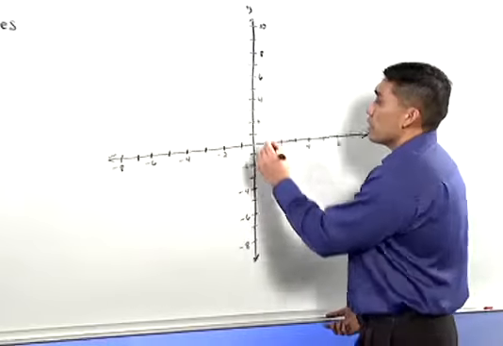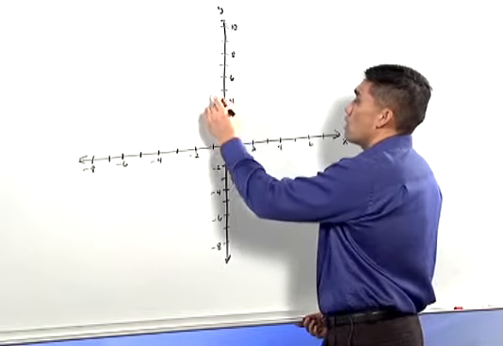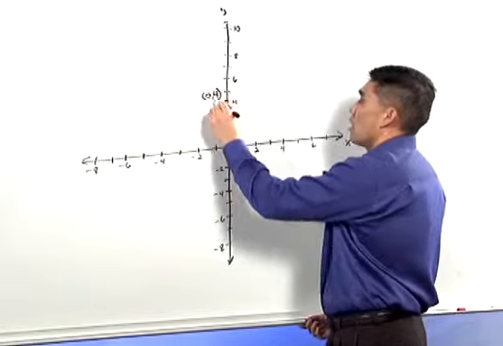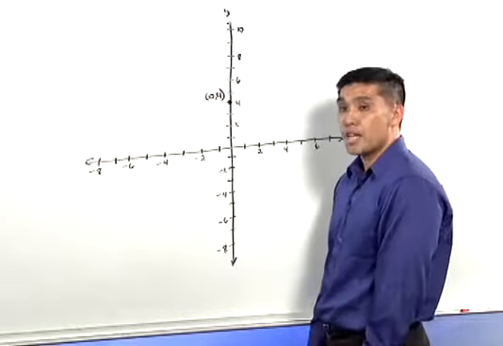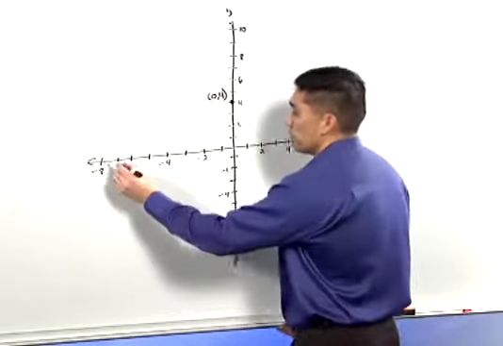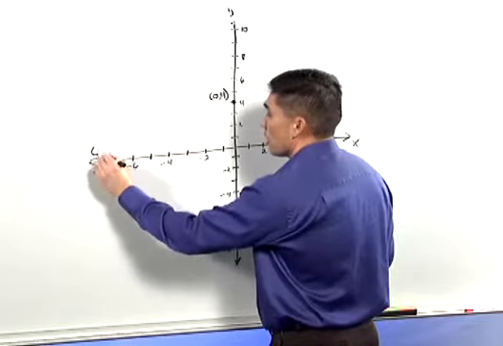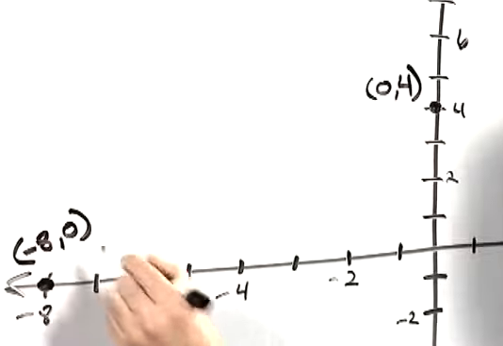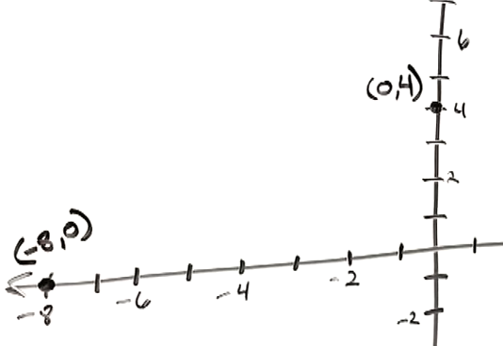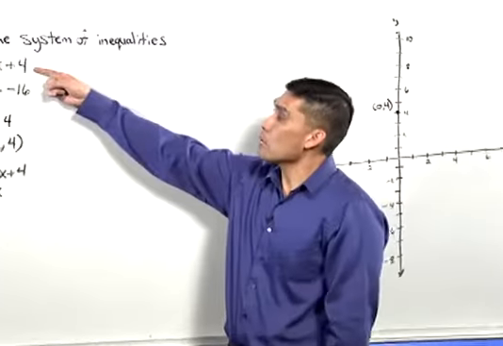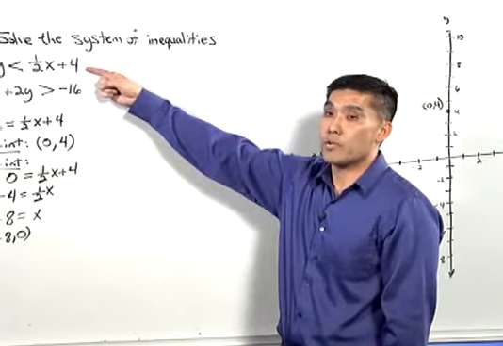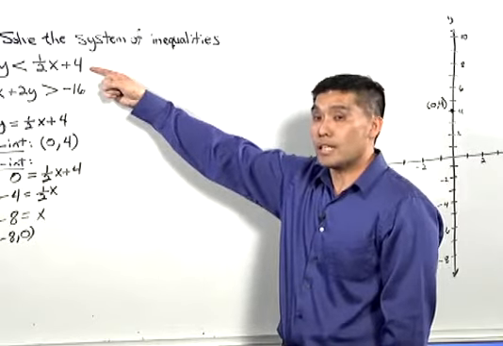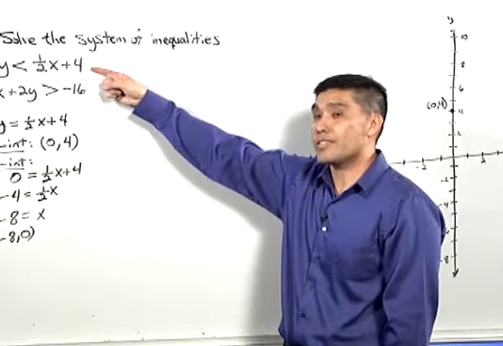The y-intercept is 0, 4. The x-intercept is negative 8, 0. Before connecting the dots and drawing the line, we have to reference the inequality. The first inequality was y is less than 1/2 x plus 4. Since it is a strictly less than, we have to remember to graph this as a dashed line.